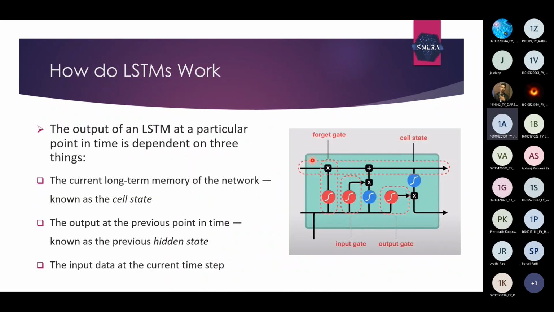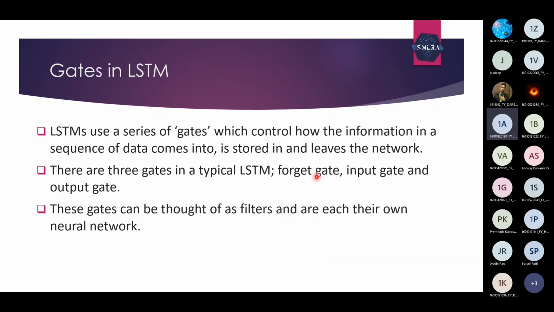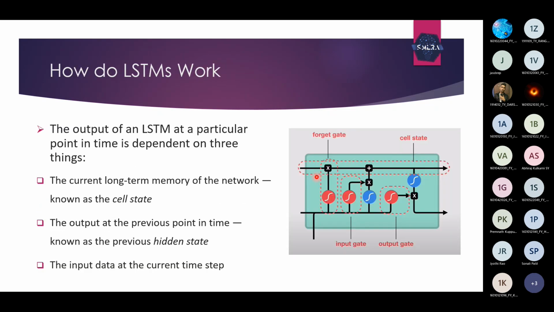First thing, as I mentioned, there's a cell state, there's a hidden state, and you're giving input at the current time step. So this is the input, this is the hidden state, this is the cell state. Now there are various gates. From here, you can see there are various gates. I'm going to explain these gates in detail, so no need to worry.